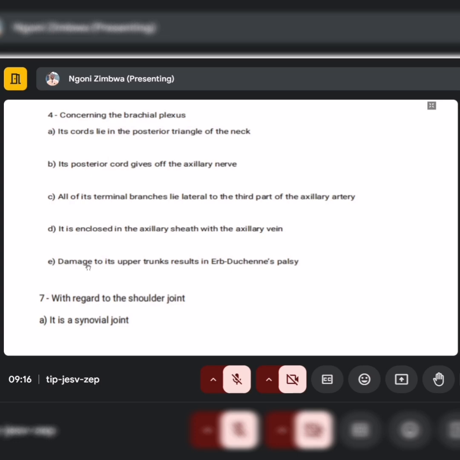E, damage to its upper trunk results in Erb's palsy. That is definitely true, right? So damage to the upper trunk, you have Erb's palsy, or policeman's tip, or waiter's tip, right? Then damage to the lower part, you're going to have a Klumpke's lesion. Done.